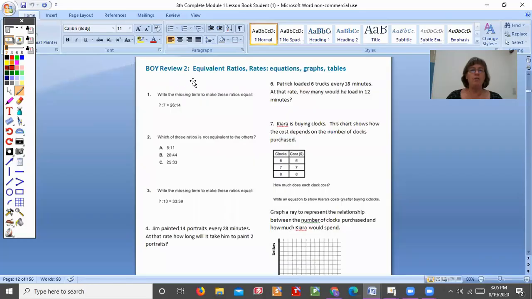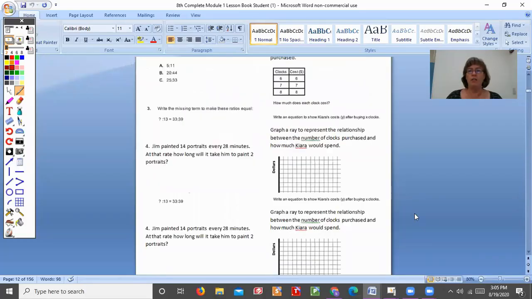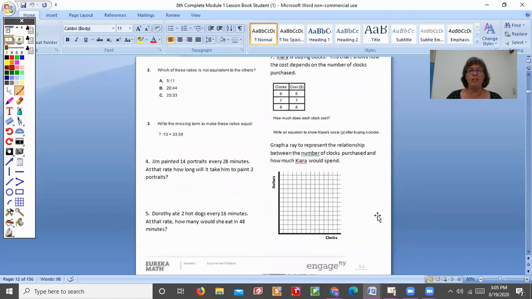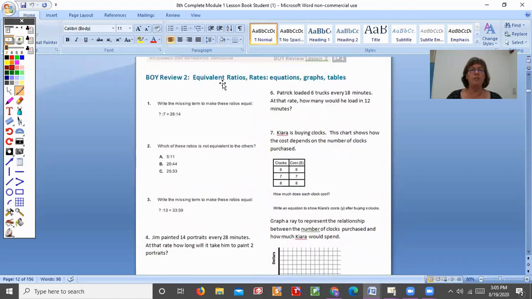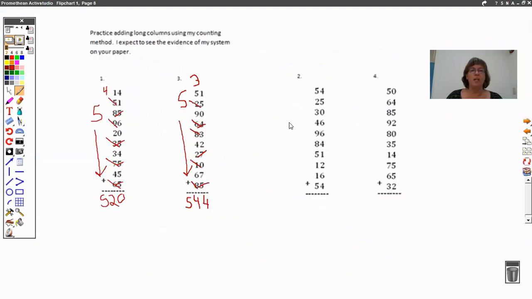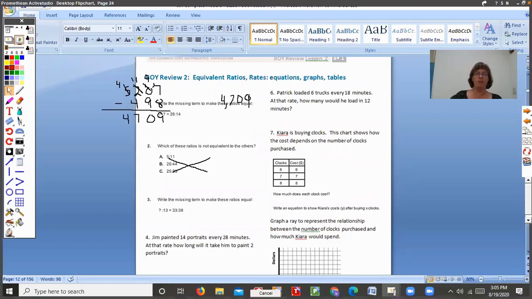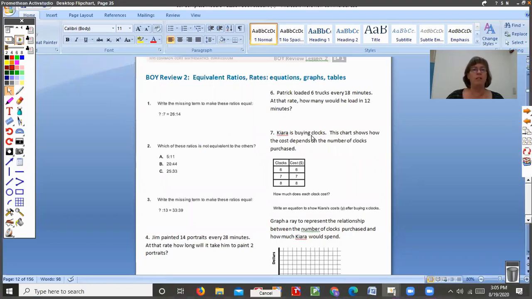This is the BOY review day 2. You want to go ahead and get your workbook open. This is going to be page S6 as we start to work on this. This is going to look at equivalent ratios, rates, equations, graphs, and tables. So it's actually quite a bit. Okay, so I just want to make sure that you're up and ready to go for this.